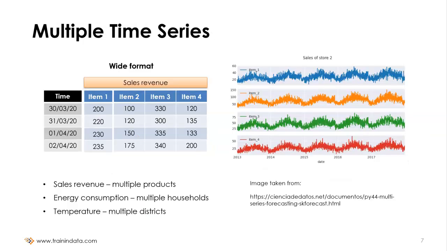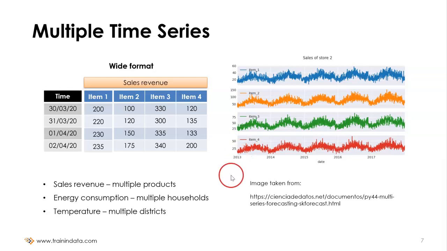In most cases, we will have more than one time series. For example, if we are forecasting sales, we probably have the sales of various items in our store. And here we have a data frame representation of that scenario, where each column represents one of our products, and the values in those columns are the sales revenue for that product over time, and in this case, it means day after day. Here we have a visualization representing those time series.